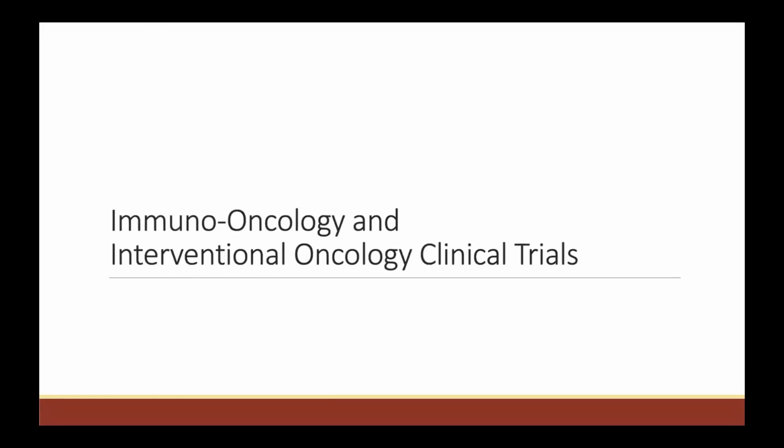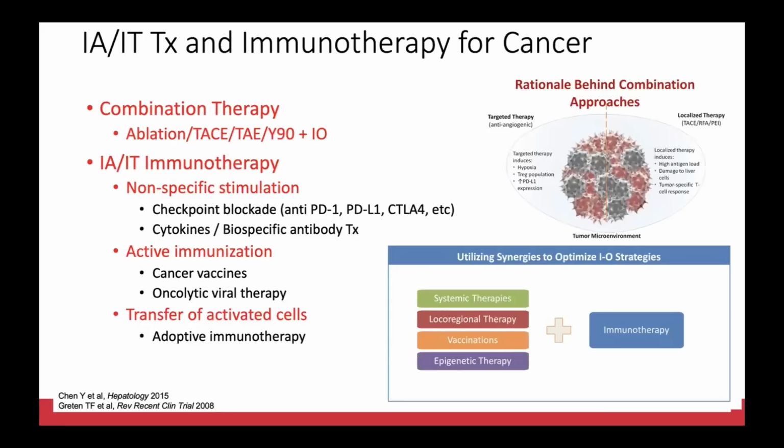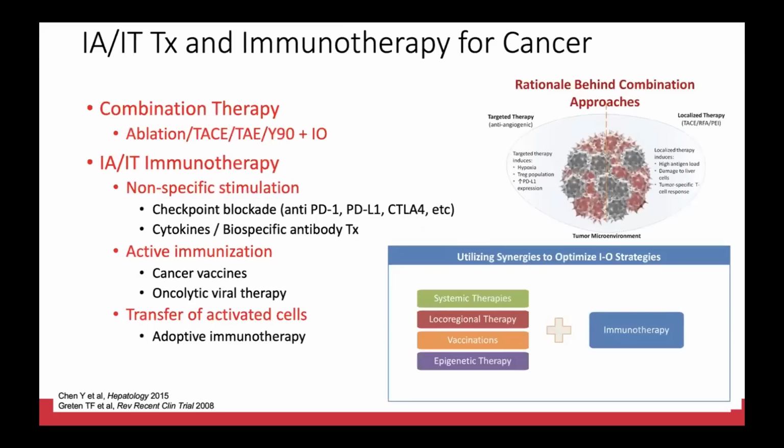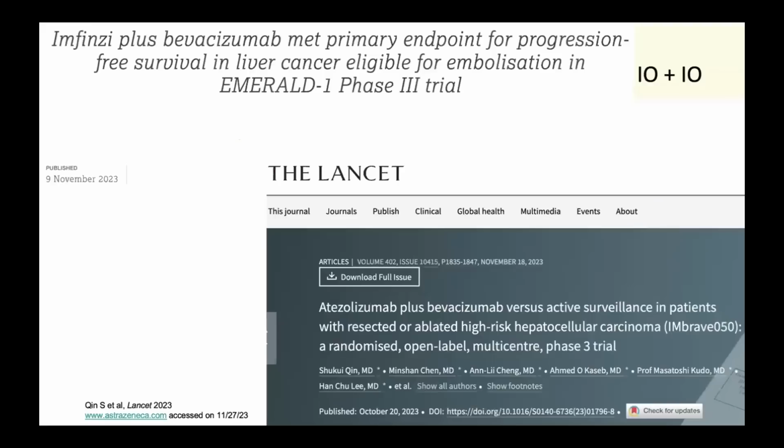So some of the trials, of course, there are thousands of these, but we'll just introduce some of these. When it comes to the conventional stuff, ablation, TACE, Y90 plus immune therapy, there are many. Some are already presented. So this was the EMERALD-1 study, which was immune therapy plus TACE versus TACE alone. This study was presented and showed improvement with the addition of immune therapy to TACE. There was an improved PFS, which was good. However, as a secondary endpoint, overall survival was not significantly different.